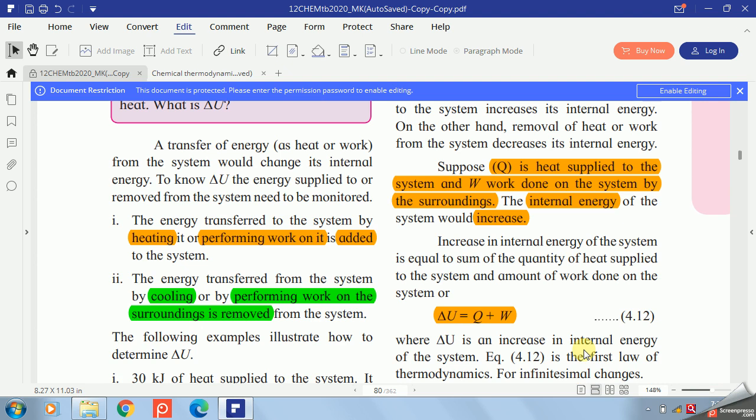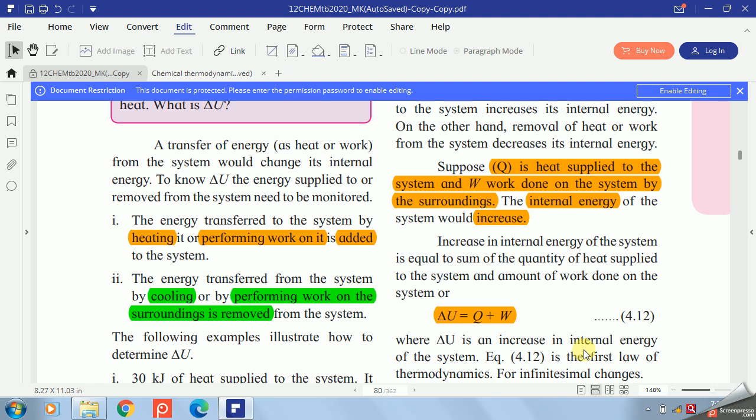It is in two forms, heat as well as work. Any one of them from the system would change its internal energy. So if we calculate the delta U, that is the change in internal energy, energy should be supplied or sometimes it will be removed. So if it is supplied, then we can denote it by plus Q sign, and if it is removed, then minus Q. So it should be monitored.